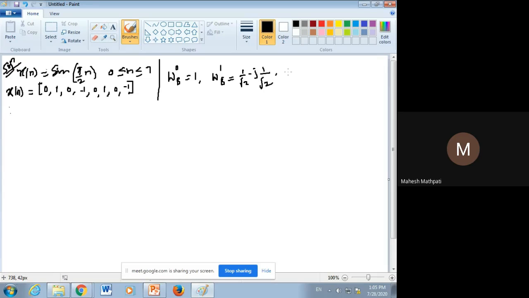Then omega 8 to the power 2, its value is minus j. And omega 8 to the power 3, its value is minus 1/√2 minus j 1/√2. So you have to remember this by default. Okay? Any problem with this? No, sir.